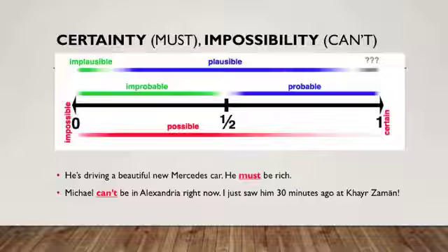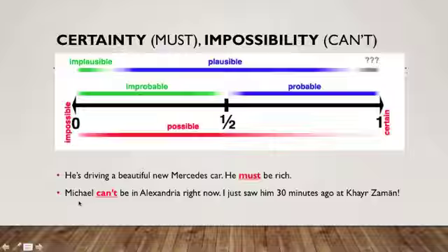فعلى سبيل المثال ممكن نقول he's driving a beautiful new Mercedes car. هو بيسوق يعني عربية جديدة جميلة نوع مرسيدس، فده أكيد هو غني قوي. He must be rich. أكيد هو غني. فيعني must هنا بيدي فكرة الاستنتاج. أنا بستنتج من اللي شايفه إنه هو غني. He must be rich.